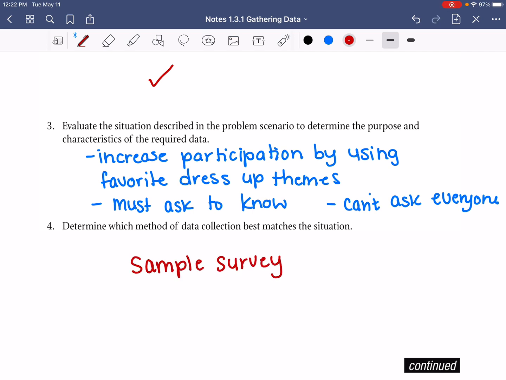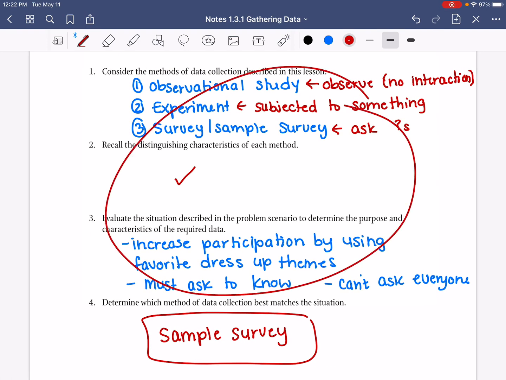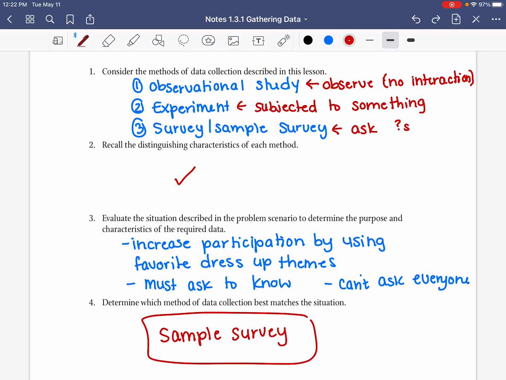So all of this work, this stuff that we did up here, that's mostly what you guys are going to do mentally. Every time you get a problem, you don't have to write it down every single time. You're going to do it more so just mentally in your head. These are the three options. These are some characteristics of each. What does this problem want to know? Which one does it fit under?